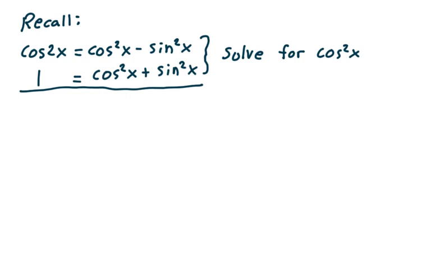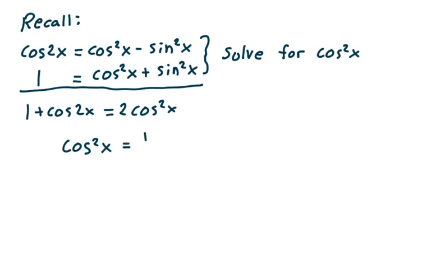And if you add up the left side, you get 1 plus cosine 2x. If you add up the right side, notice how those sine squareds cancel, and you end up with 2 cosine squared x. If I divide both sides by 2, I get cosine squared x is equal to 1 plus cosine 2x divided by 2.